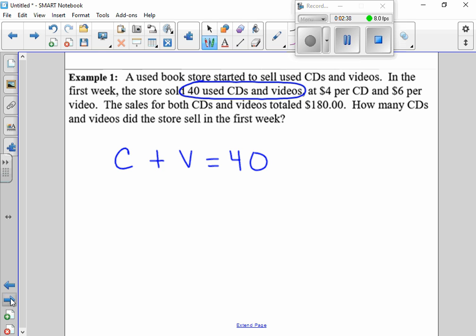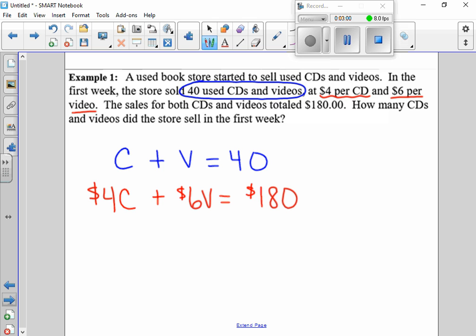All right, so next we're going to use these numbers with the money. I'm going to try to keep all the money together for this particular problem. It says that it's $4 per CD. And since I have C first in the first equation, it's real nice if you get C first in the second equation. Plus $6 per video, 6V. And that equals $180.